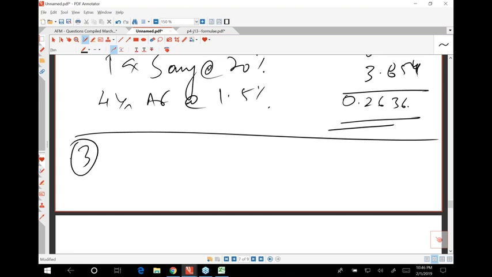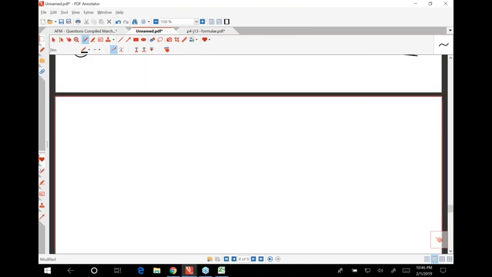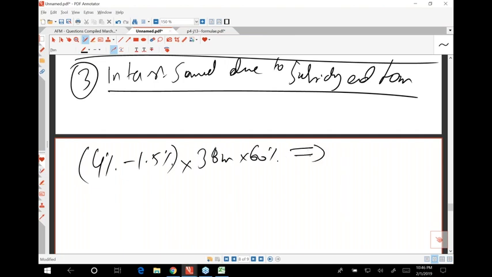The third thing is basically the interest saved due to subsidized loan. So let's talk about it. We would have normally borrowed at 4%, but now we have borrowed at 1.5%. Multiplied by 38 million, multiplied by 60%. So how much does it turn out to be?